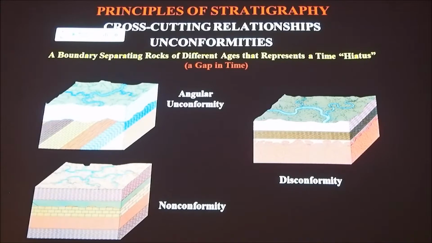So everything below is tipped at an angle, so we call it an angular unconformity. And that's got to be pretty easy to identify, don't you think? Angled stuff down here, flat stuff up there, you just draw a line right on the rock, no sweat.